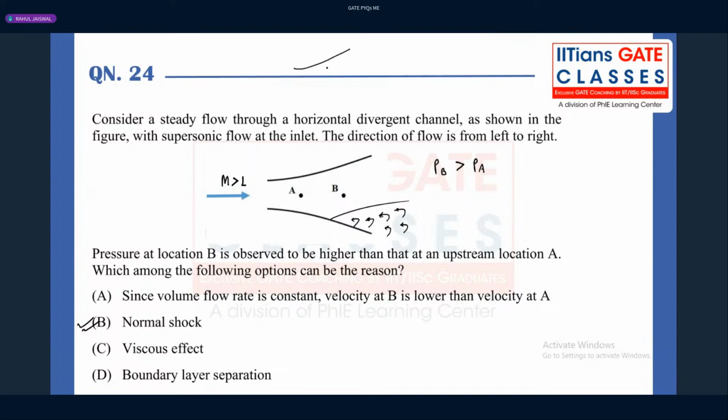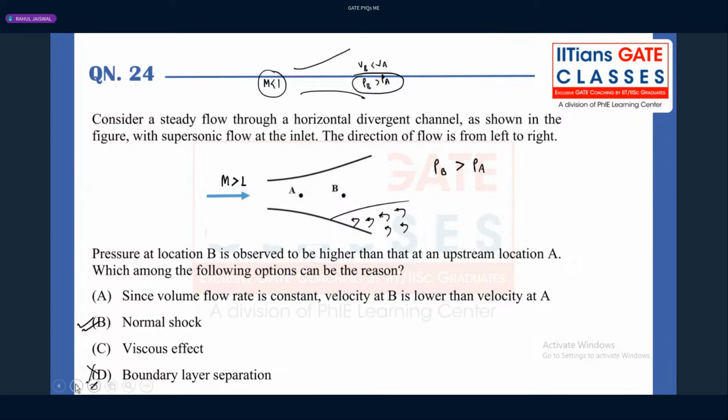If this divergent portion had the condition Mach number less than 1, that means subsonic flow throughout the inlet and outlet sections, then the divergent portion would behave like a diffuser, the velocity will decrease and pressure will increase. Then we may think this is the reason that pressure at point B is more than at point A, and because of that the boundary layer separation takes place. It's not because of the boundary layer separation that the pressure at point B is more than at point A. So in any way option D is not at all correct.